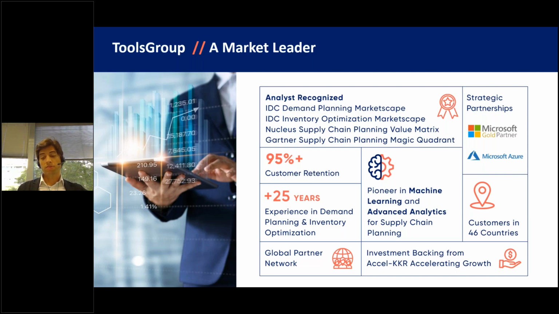ToolsGroup has been in business for more than 25 years, and we are a leader in the supply chain planning space, as recognized by the most important market analysts that you probably all know very well, such as Gartner, IDC, and Nucleus. Since its beginning, ToolsGroup has been a global player, and today we have customers in more than 46 countries. We're also experiencing accelerated growth over the last few years, thanks to the funding received from KKR, a top private equity firm in the US. ToolsGroup solutions have always been developed leveraging Microsoft technologies, and today all of our SaaS customers run on Azure.